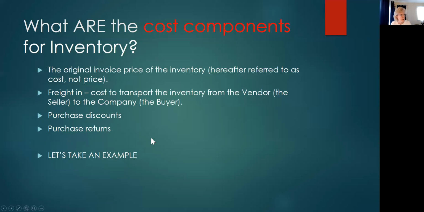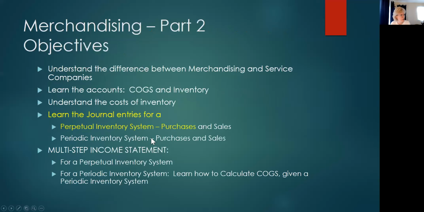Okay, so there are 7 transactions for perpetual inventory system, purchases and sales. And there's another 7 transactions for periodic. Periodic is in the back of chapter 5. What you need to know is how to do all those 14 journal entries. And you also need to be able to build a multi-step income statement.